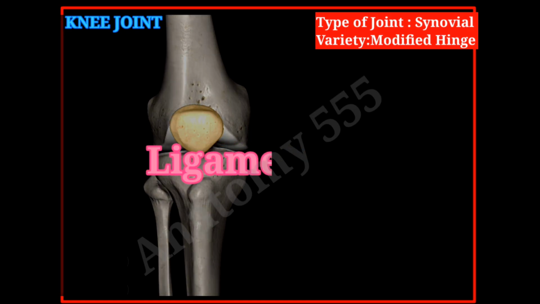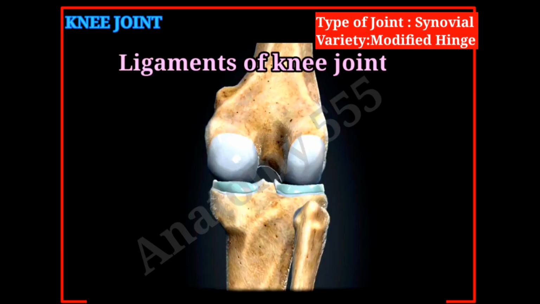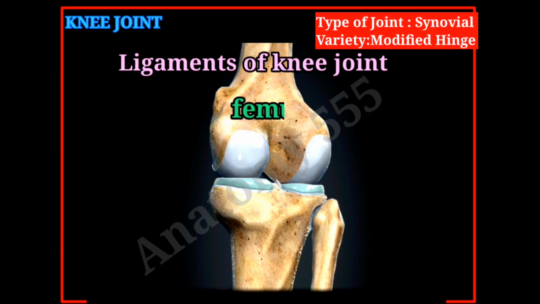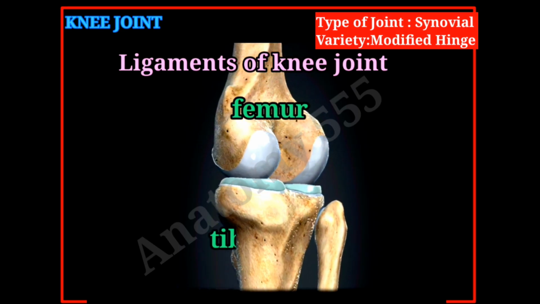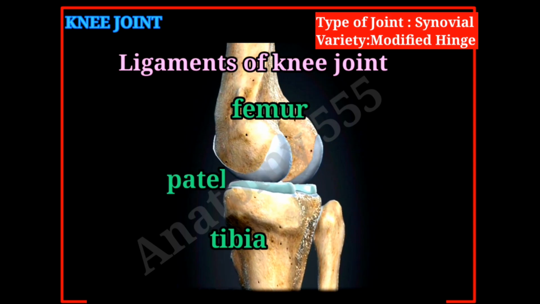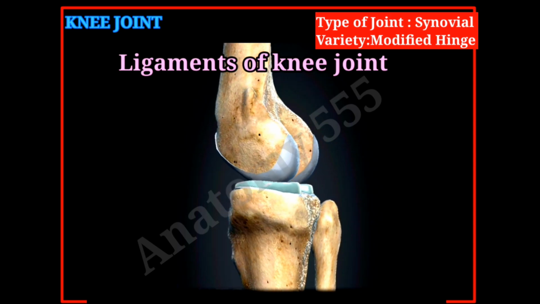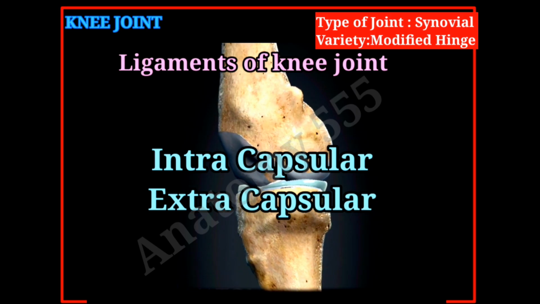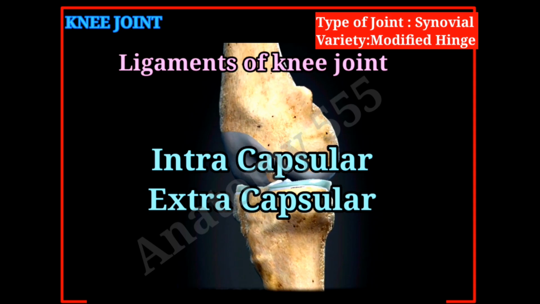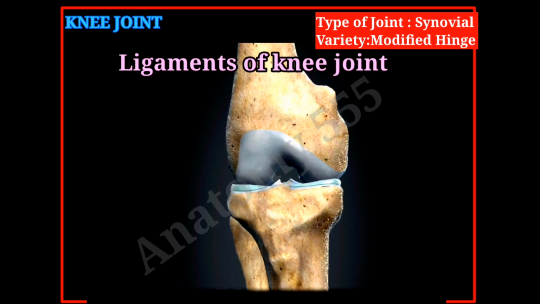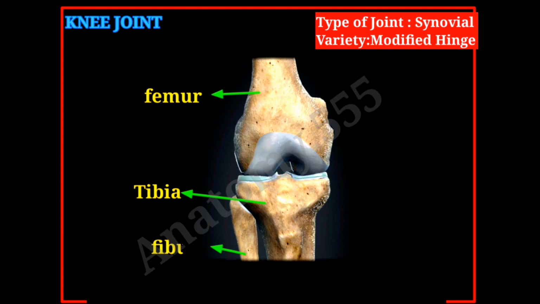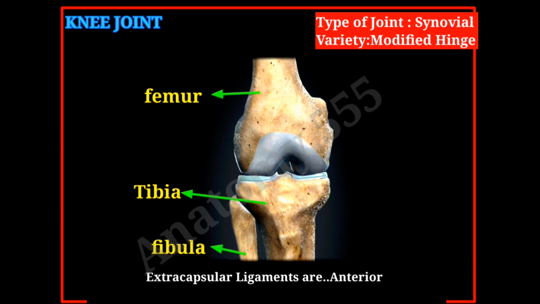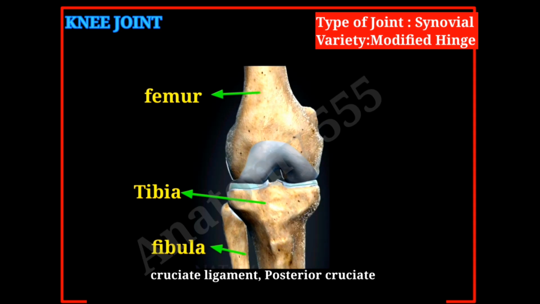Ligaments of the knee joint. The knee joint is stabilized by several strong ligaments that connect the femur, tibia, and patella. These ligaments are classified into extracapsular and intracapsular ligaments. Extracapsular ligaments are anterior cruciate ligament, posterior cruciate ligament, and ligamentum patellae.